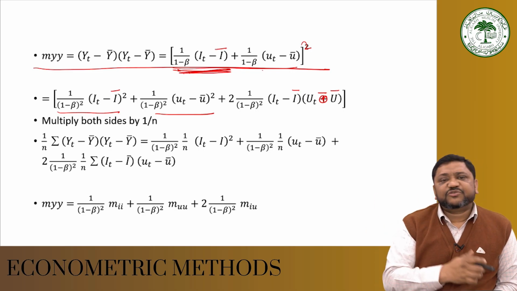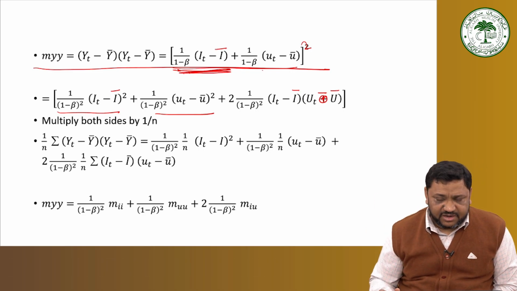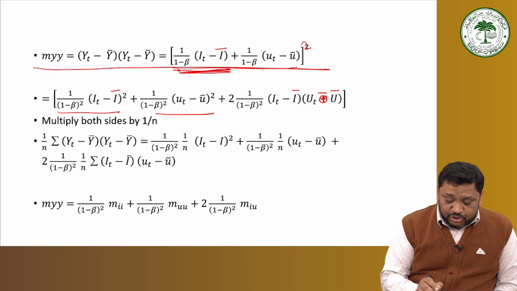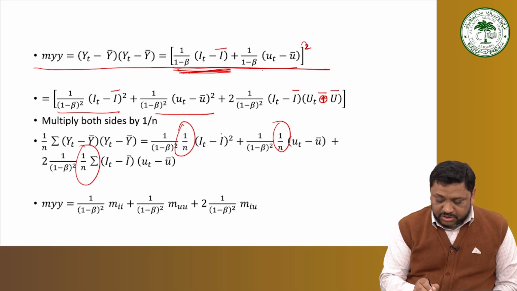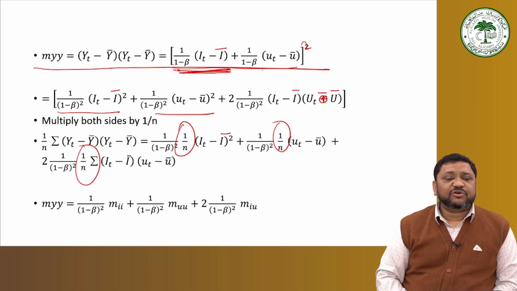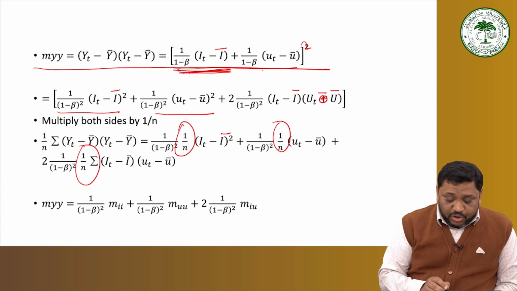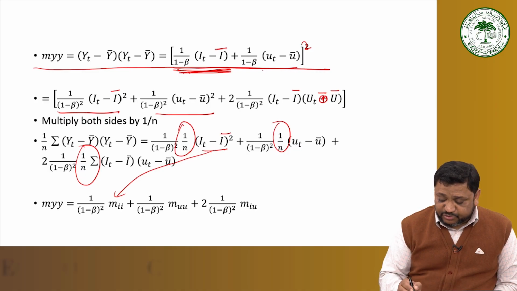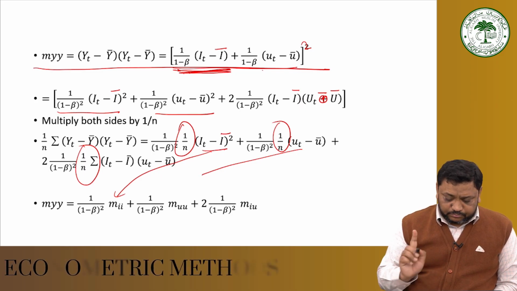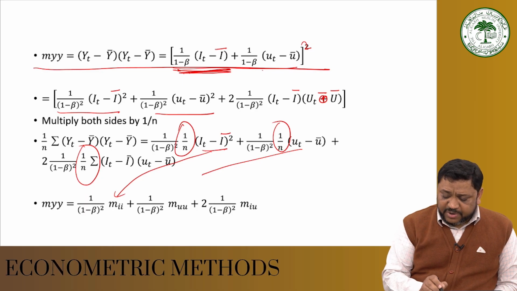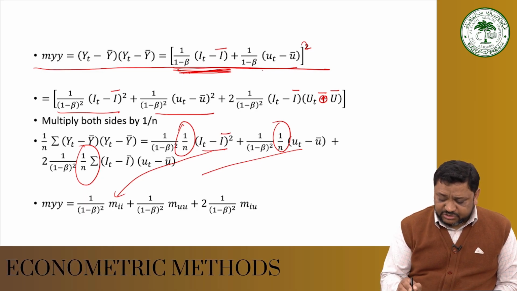Again, like in the previous case, we multiply both the sides, the right hand side and the left hand side of the equation, by 1 upon n. So 1 upon n is incorporated in all the terms. Now, again, as we have seen how we write m11, because it is it minus I bar, we write it as m11. This one is ut minus u bar, and there is also a square of it. I have missed the square sign over here. Please note this correction, the square sign is missing.